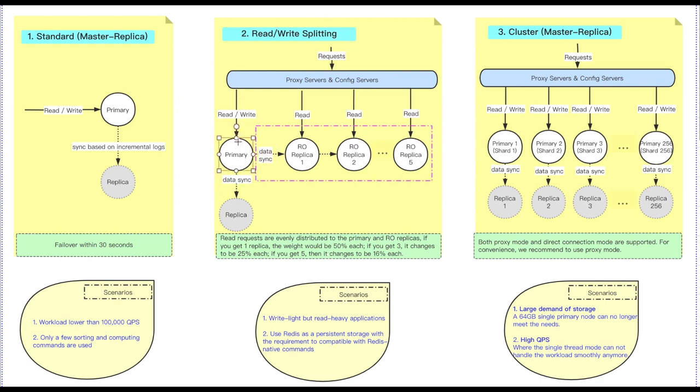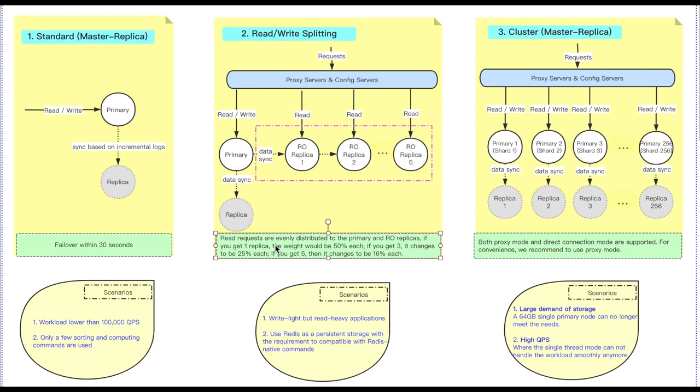That accounts for the splitting of read and write. You'll also see that the read requests are evenly distributed to the primary node and RO instances. If you have one replica, the weight will be 50% each. If you have 3, it changes to be 25% each. If you have 5, then it changes to be 16% each.